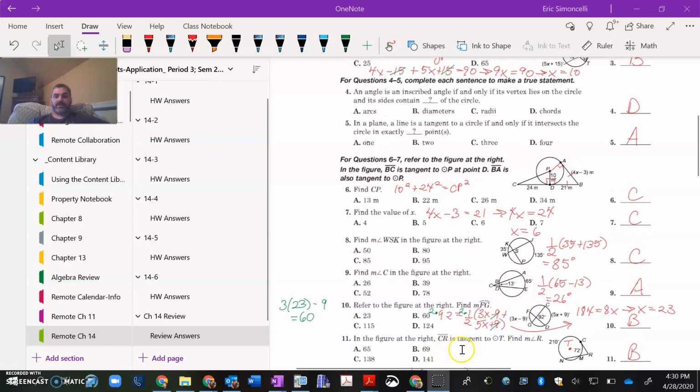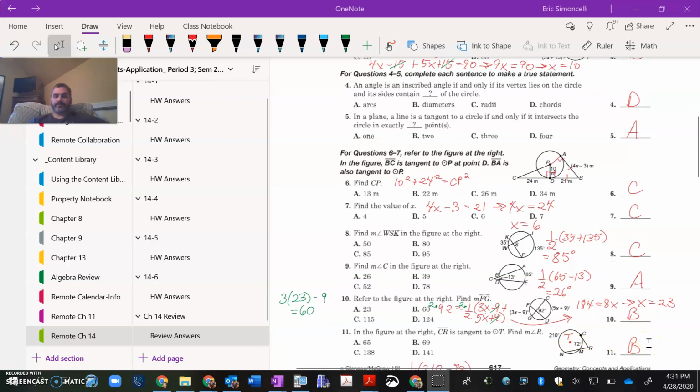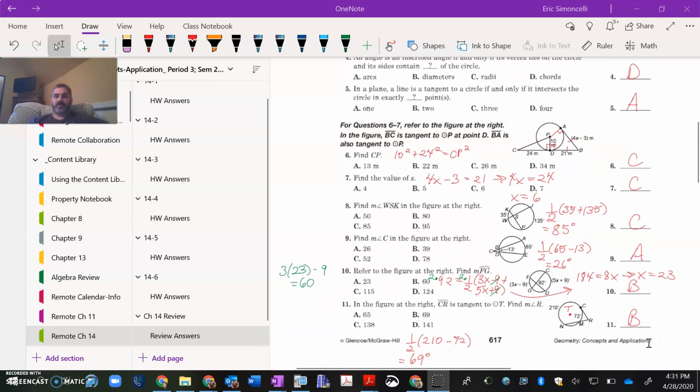In the figure at the right, CR is tangent to circle T. I did mark up the point T there in the middle because they didn't have it there. Find the measure of angle R. So we want the tangent and secant intersection. In this case, because we know 72 degrees as one arc, we know 210 as another. The math that I can perform here is simply taking 210 minus 72 and dividing that by 2 to get letter B, which I did right there. I'm going to go ahead and continue.